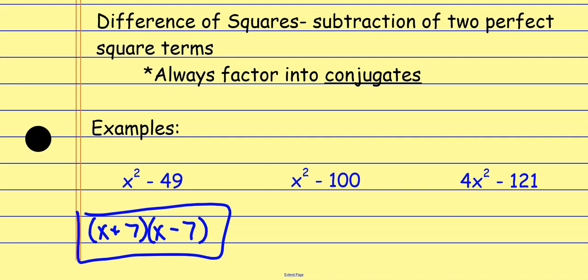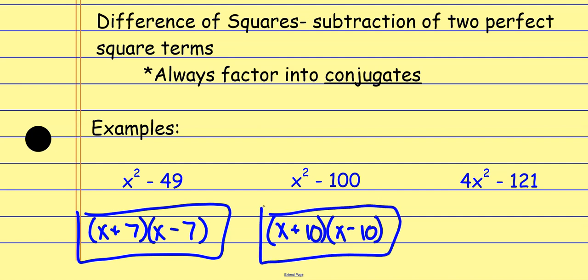This one, perfect square minus a perfect square. So this is a difference of squares, so it's going to factor into conjugates. One's a plus, one's a minus. Square root of x squared is an x. Square root of 100 is a 10. And that's it. We just have to be able to recognize difference of squares.